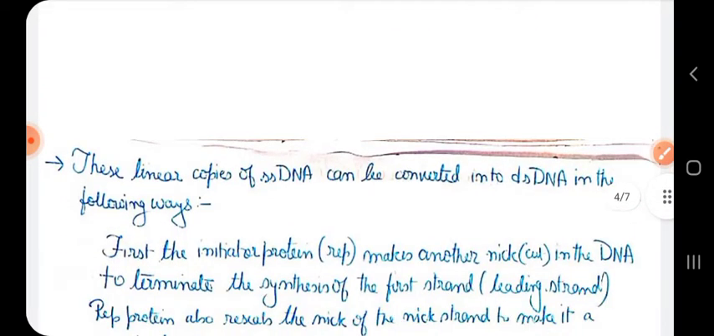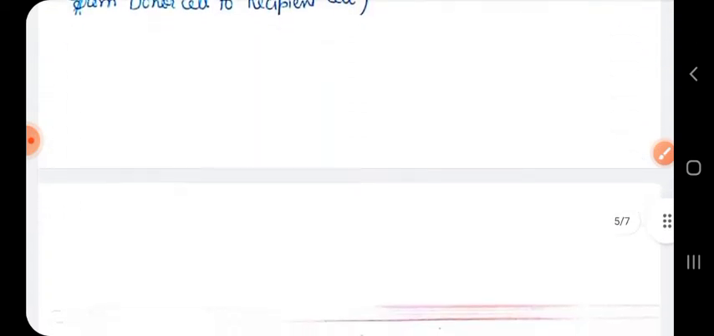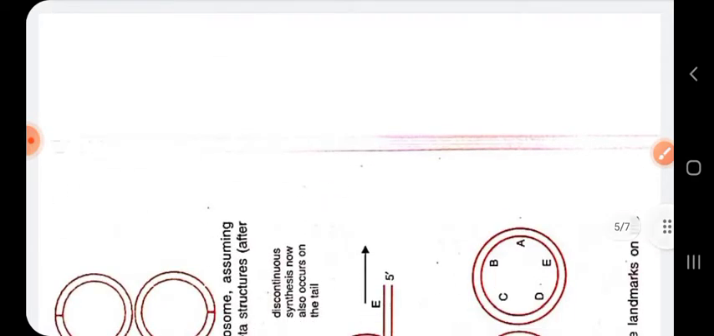Now these linear copies of single stranded DNA can be converted into double stranded DNA in the following way. So we get multiple linear copies of that single stranded DNA. So here is the figure. If you don't see the figure, you cannot observe it.